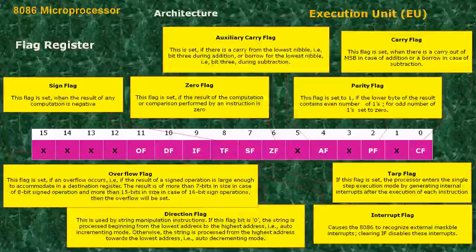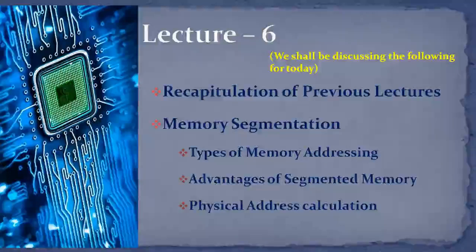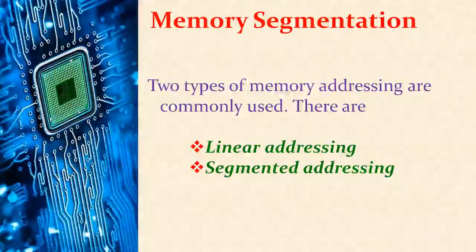Okay, that is all about the flag registers. These all together here. In our previous class, we talked about memory segmentation. We have seen the different types of memory addressing, that is linear addressing and segmented addressing.